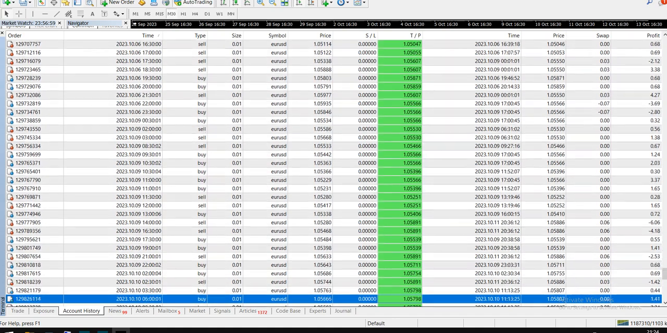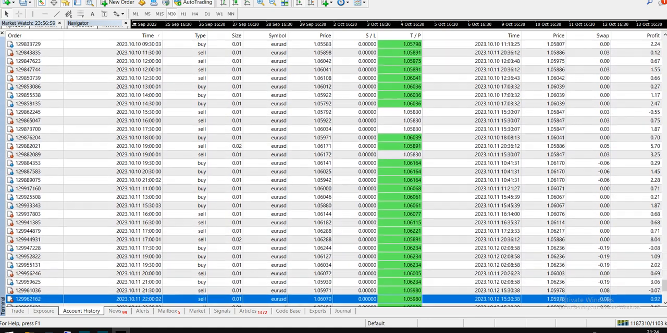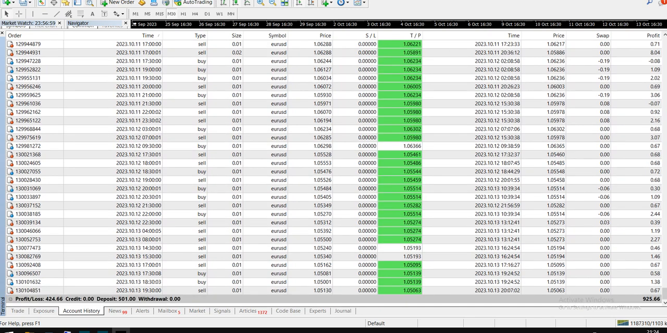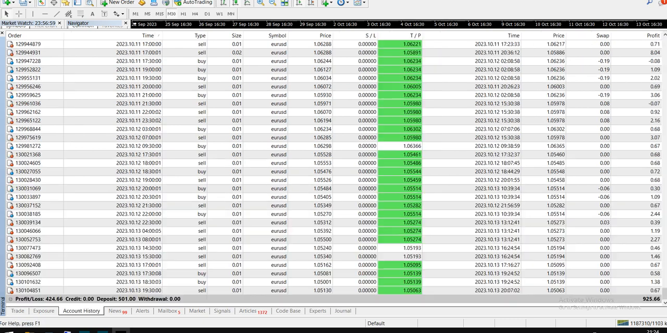However, I will show you the MyFXBook results of this expert advisor as well. With a deposit of 501, in 8 weeks we made a profit of 424.66, and of course there are some running trades right now. Let me show you those as well. These are the running trades, around 59.73 in drawdown. I'm creating this video on Saturday, so there is definitely a lot of swap and spread during the weekend, but still let's go to the MyFXBook page now.